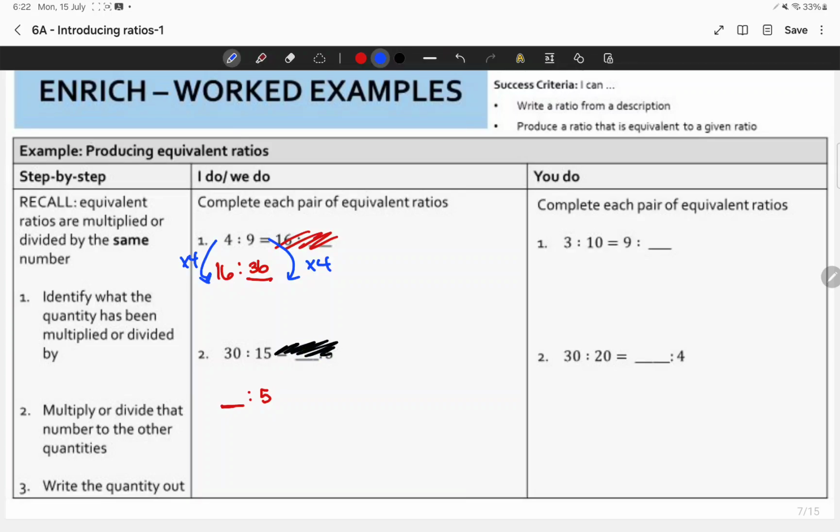So on this side, how did we go from 15 to 5? It's not timesing, it is dividing. So it is divide by 3, not 5, sorry, by 3, okay? So that means on the other side, I'm going to also have to divide by 3. Cool? So 30 divided by 3 is 10. So those are the equivalent fractions that we have.